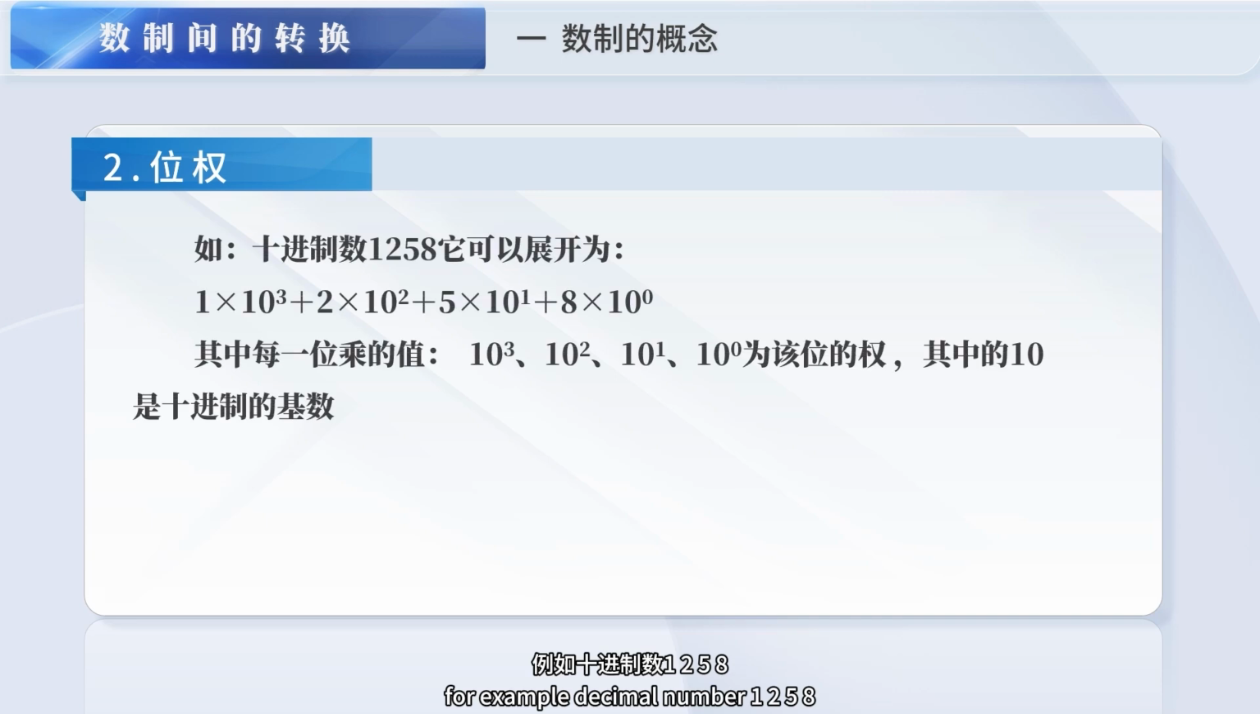For example, decimal number 1258 can be expanded as 1 times 10 to the third power, plus 2 times 10 to the power of 2, plus 5 times 10 to the first power, plus 8 times 10 to the 0 power. Each digit multiplied by 10 to the power of 3, 10 to the power of 2, 10 to the power of 1, and 10 to the 0 power is the weight of the digit, where 10 is the base of the decimal system.